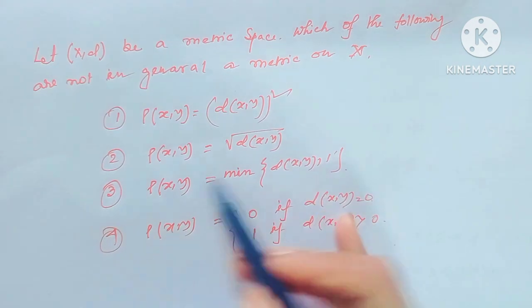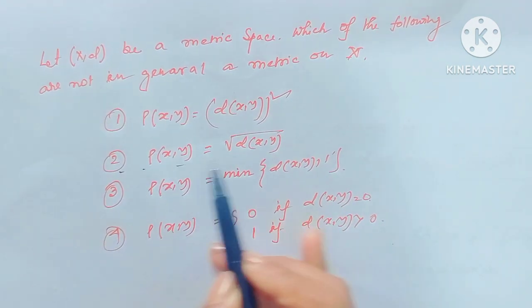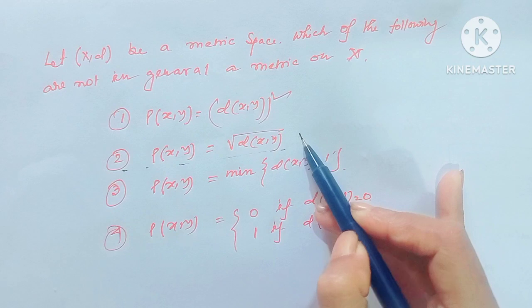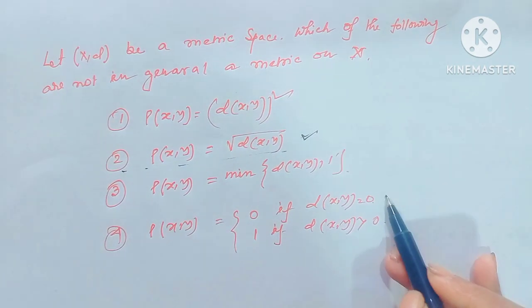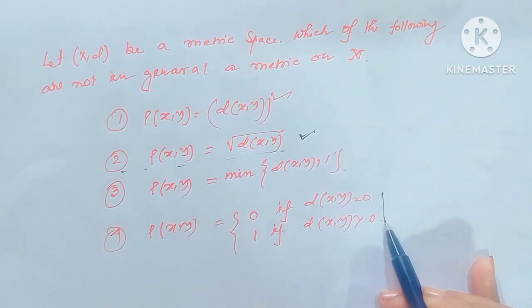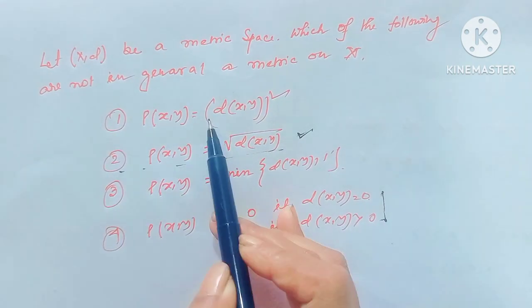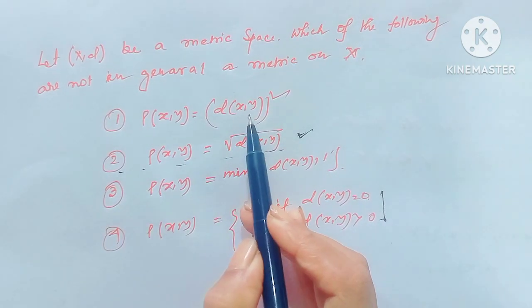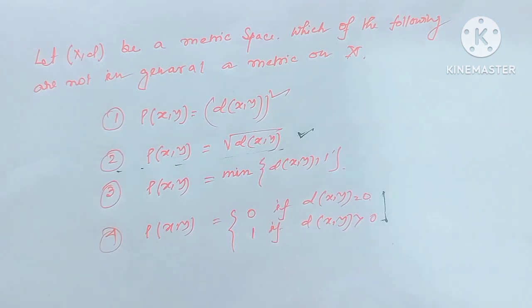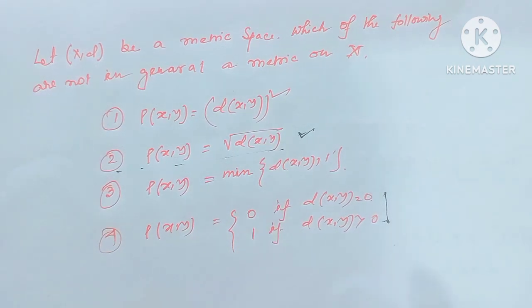At first, notice I defined this a few minutes ago. This is obviously a metric space, so this is a wrong option. And this is the discrete metric, so obviously this is a metric space. Now see the first option, rho of xy equal to d of xy whole square. All properties of a metric space would be satisfied because d is a metric. We only need to verify the triangle inequality.